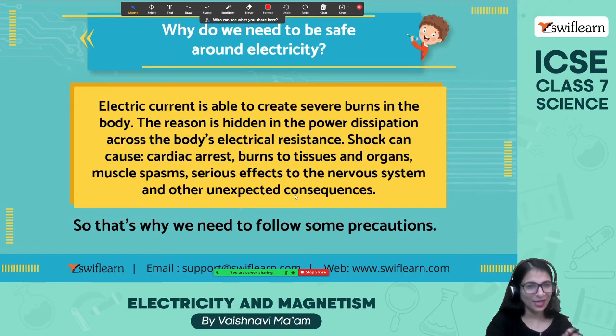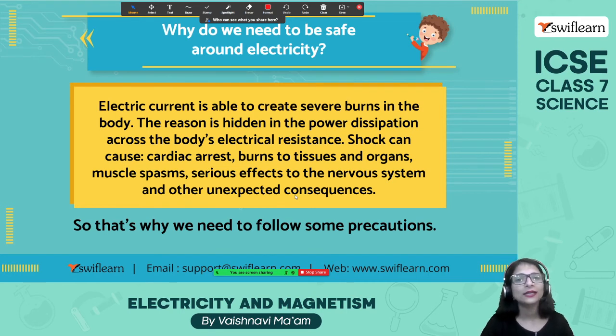Now the last part for today is precautions to be taken around electricity. Why do we need to take precautions? There is a relevance to it. You know that electricity is actually a savior for us. It helps us every time, as we are surrounded by the important uses of electricity. But a very important part is that we have to handle it carefully. If not handled carefully, it can even cause many harmful effects.